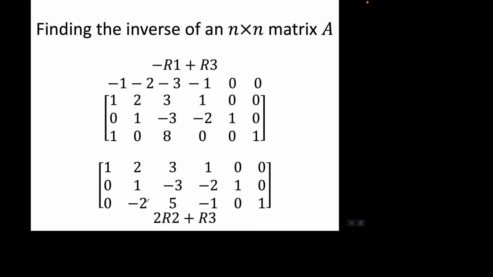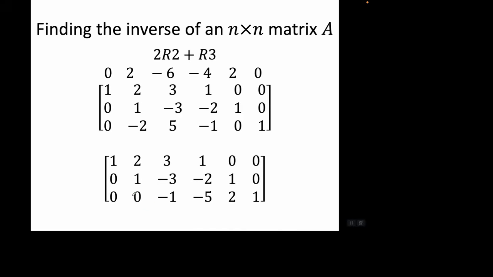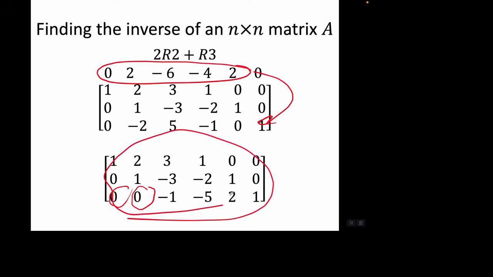Now what do we do? Let's add twice row 2 to row 3. Again, what we're trying to do is kill off this negative 2 here. So we'll add twice row 2 to row 3. Here's twice row 2. And when we add that to row 3, notice what we end up with. 0 plus 0 is 0, 2 plus negative 2 is 0, etc. We just end up with this matrix here.